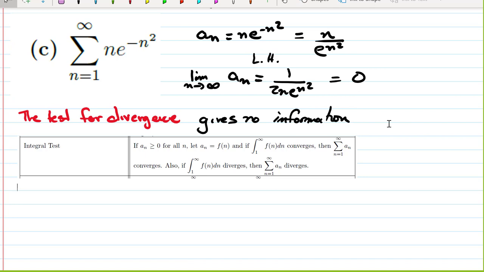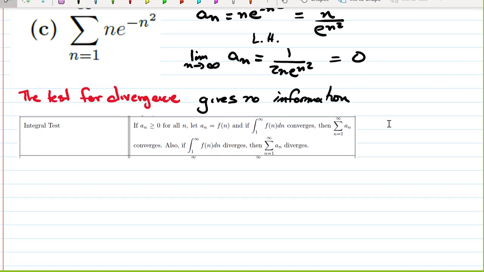If our a_n's are positive and let a_n equal f of n, and if the integral converges, then the series converges. If the integral diverges, then the series also diverges. So to use the integral test, we would need to integrate from 1 to infinity of n e to the negative n squared dn. So to do this integral, we would need to do a u substitution.